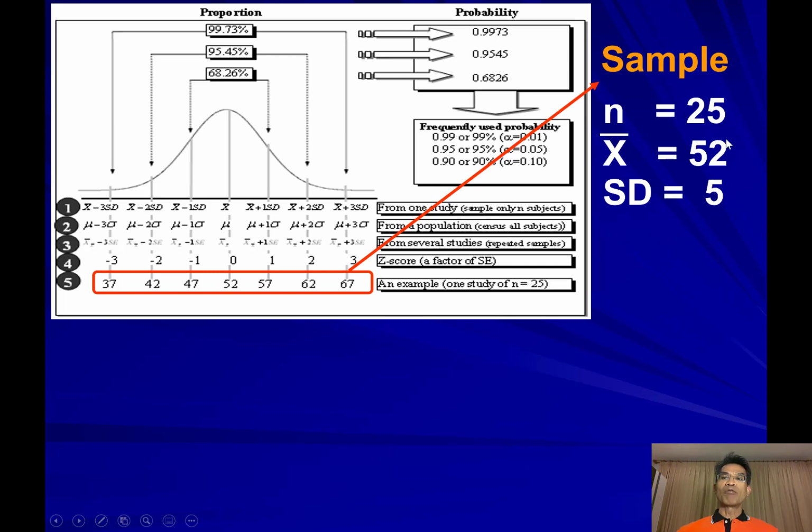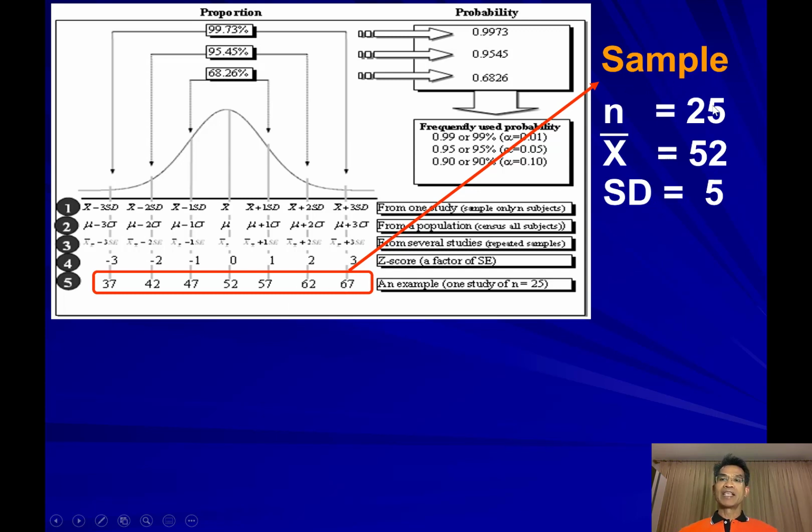Then take an example of one study. Let's say we collect the data about the weight of 25 people, and then we have 25 weight numbers. We add all the numbers, get the summation, divide by 25, and we get the mean of 52, and calculate the standard deviation, which equals 5.